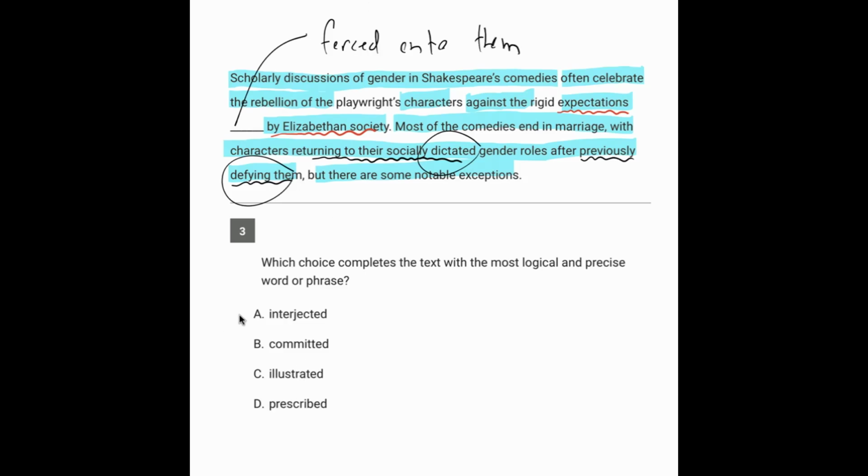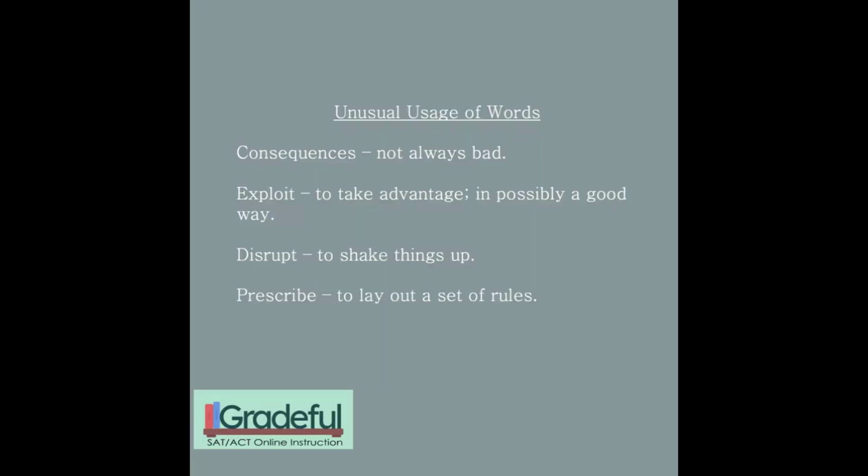And looking at the answers, to interject is to thrust something into a conversation. To commit is kind of like to make a promise. To illustrate is to show something that sort of explains some idea. And to prescribe, well, prescribe is an unusual use of an English word. And we definitely see some unusual word usage on the SAT.